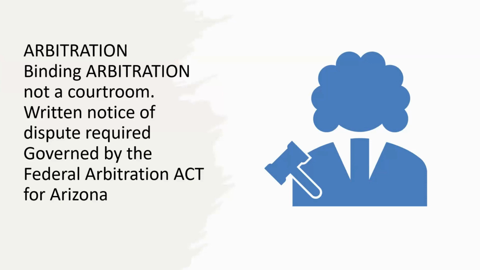The retail person also agrees to arbitration. If they say, hey, I'm not happy with this, what they're agreeing to in advance is that it won't go to court. It'll go to legal arbitration, not a courtroom. Written notice of the dispute is required, and it's governed by the Federal Arbitration Act for Arizona. The reason for that is the software is all based in Arizona. So your client that you've sold a trust to has already agreed to this, but they probably didn't read it.